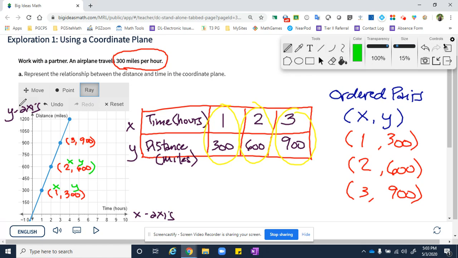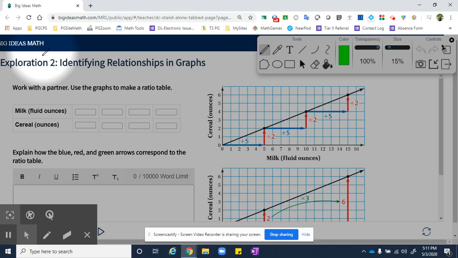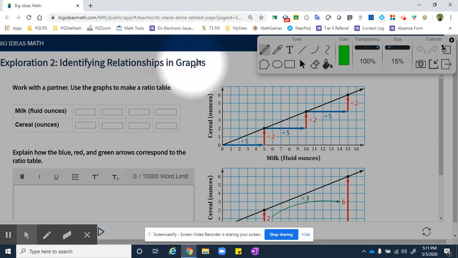So see how important labeling your graph and also labeling your table is to generate equivalent ratios. So this is how we graph. Hopefully this helps. Now let's move on to a second exploration problem. Okay? So for our second exploration problem, it says identify relationships in the graphs.